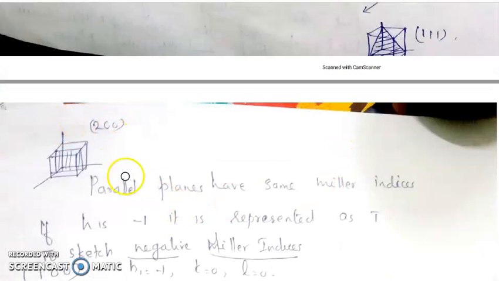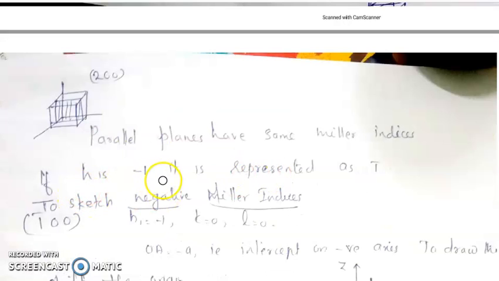And so the 2, 0, 0 plane: parallel planes will have the same Miller indices. All parallel planes will have the same Miller indices. A 2, 0, 0 plane means it is a plane which cuts the axis where the h value is equal to 2. If h is minus 1, it is represented as a 1 bar.